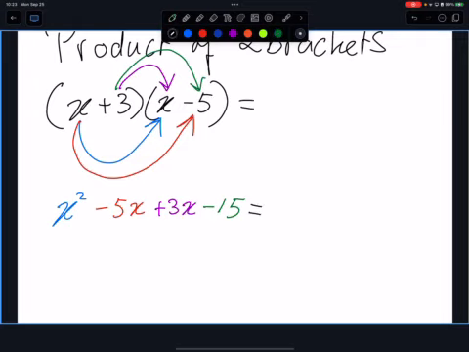And then what do you have to do? Place the like terms together. x squared plus 5 minus 3, it's minus 2x, and then minus 15. That's it. You've seen it, you've done it, you've lived it.